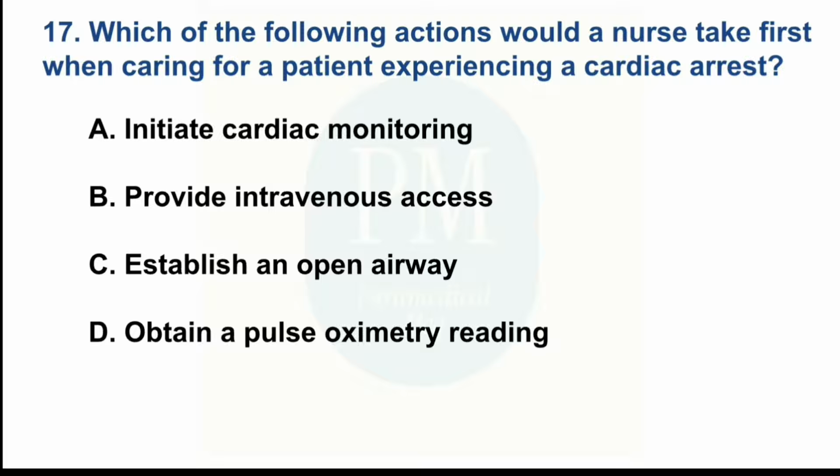Which of the following actions would a nurse take first when caring for a patient experiencing a cardiac arrest? Option A, initiate cardiac monitoring. Option B, provide intravenous access. Option C, establish an open airway. Option D, obtain a pulse oximetry reading. The correct option is option C, establish an open airway.